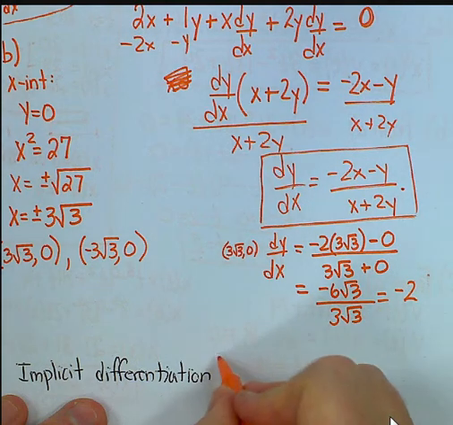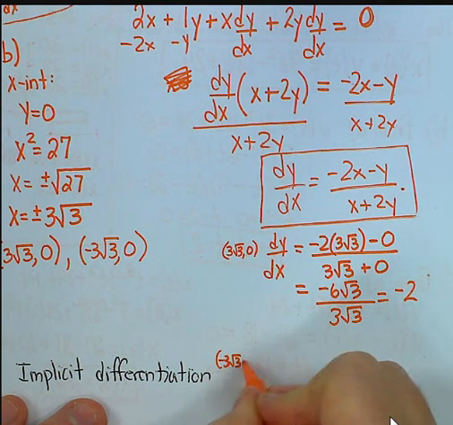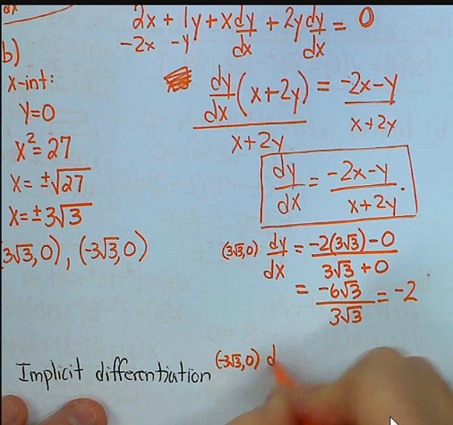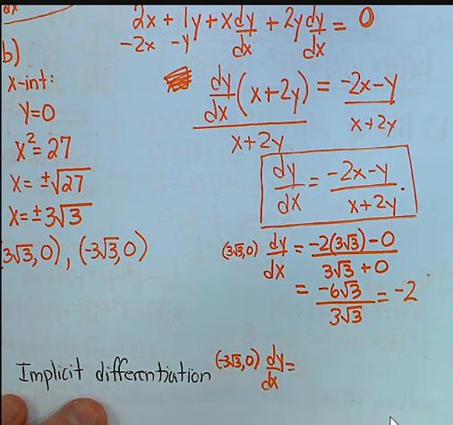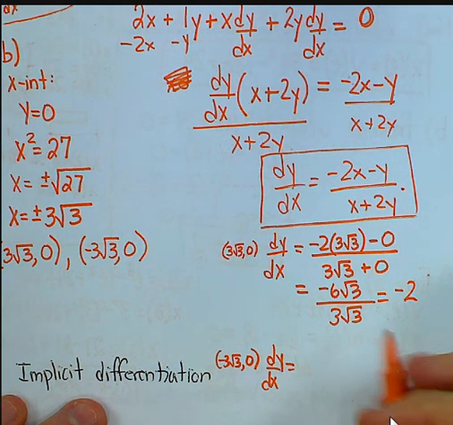Now I'm going to go down here, and I'm going to go negative 3 square roots of 3, comma 0. And I'm going to plug in. So dy/dx is going to equal... And I'll let you guys work ahead a little bit, and I'll be quiet. Do the same thing again.